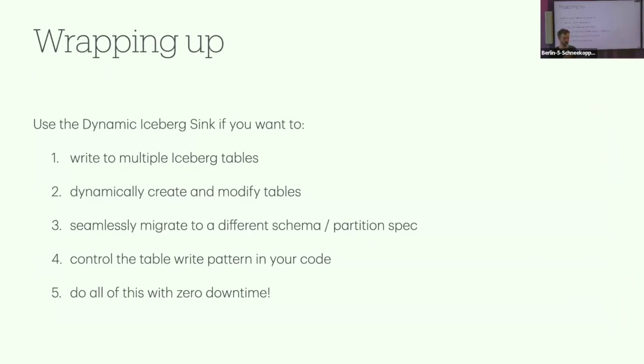So wrapping up, use the Flink dynamic Iceberg sink if you want to write to multiple tables, dynamically create and modify tables, and seamlessly migrate schema and partition spec without any external intervention. And you want to programmatically control the table write pattern in your code, and do all of this without having to restart a Flink job, basically with zero downtime, hopefully.